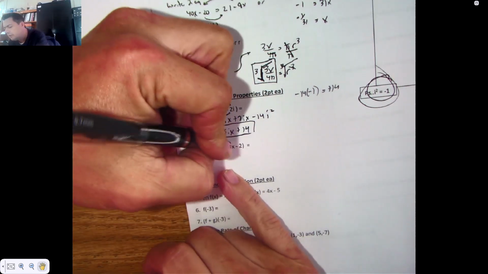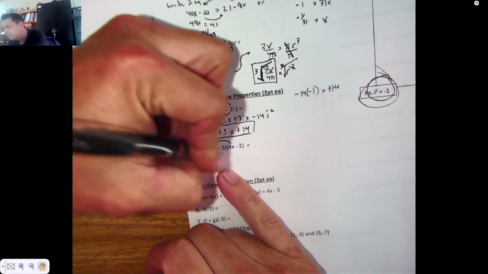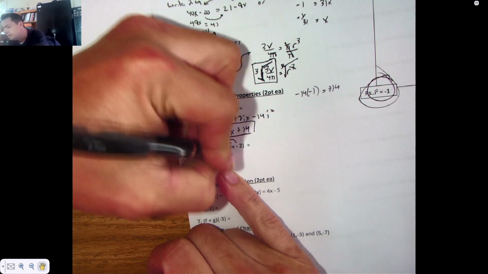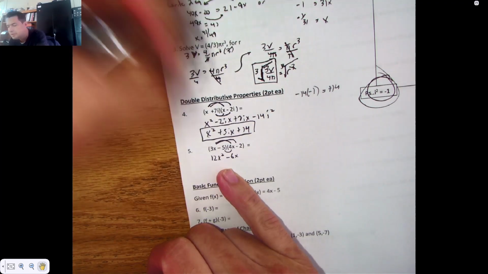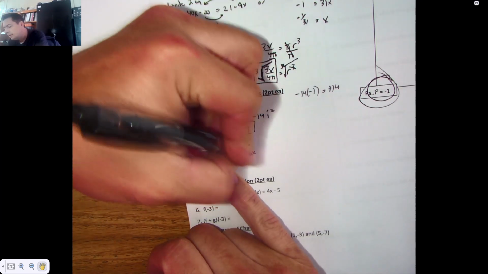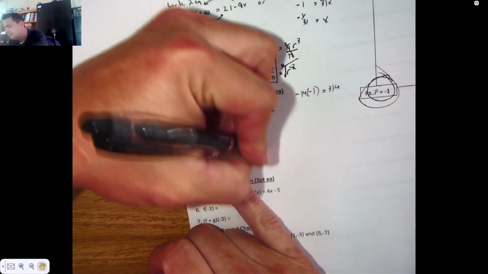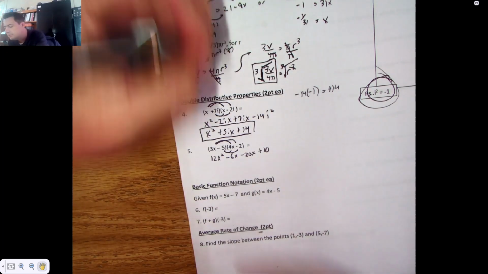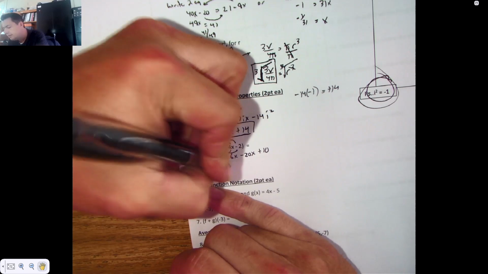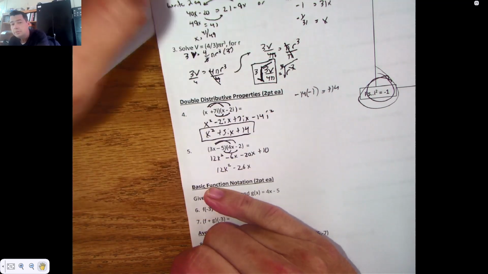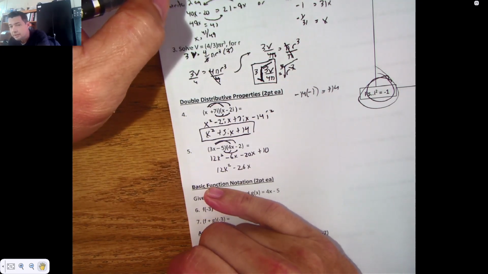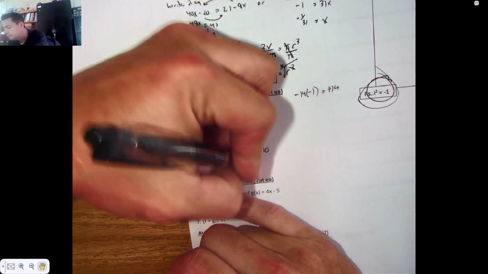Again, double distributed property. 3x times 4x is 12x squared, 3x times negative 2 is minus 6x, negative 5 times 4 is negative 20x, and negative 5 times negative 2 is plus 10. We combine like terms and we're done. There is a negative 26 in the middle. If your problem is you think negative 6 and negative 20 is 14, there's your issue. Fix that issue.